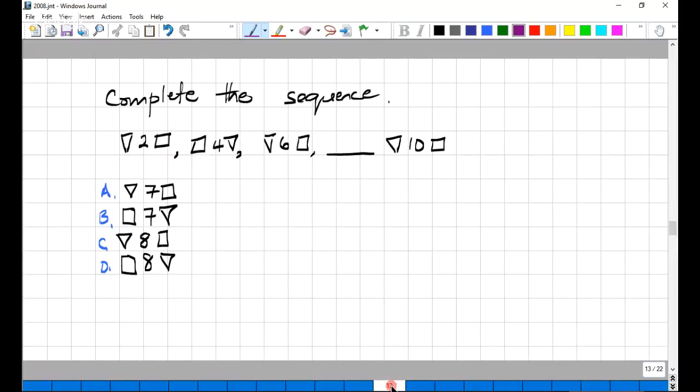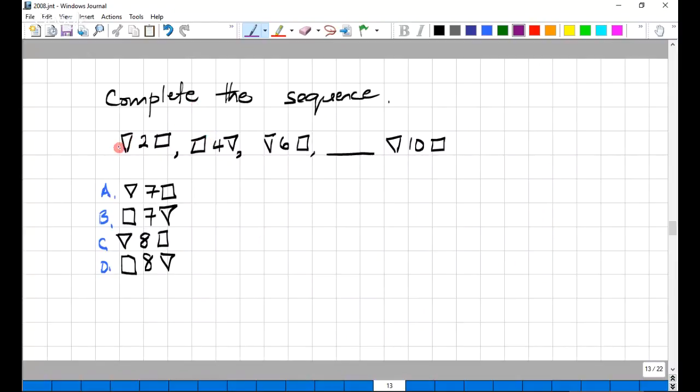All right, ready? Here we have a sequencing question. Remember that in a sequencing question, there's a pattern or a rule that we need to pay attention to. Amelia, read what we have here. It says complete the sequence. We have triangle 2, square 4, triangle 6, 8, and something is missing. Then what do we need here? Triangle 10, square.